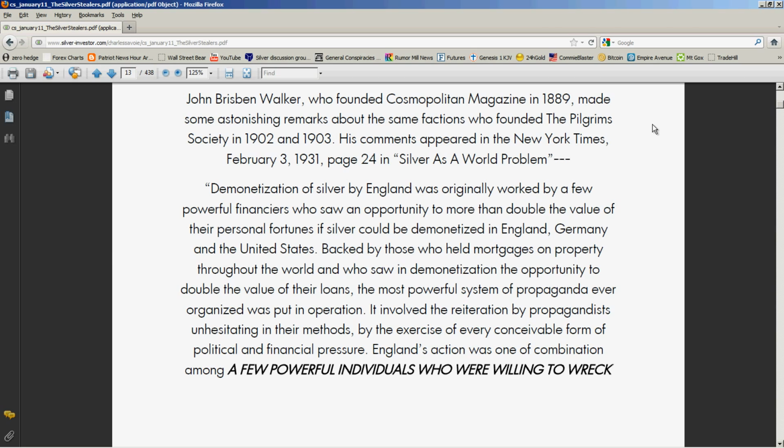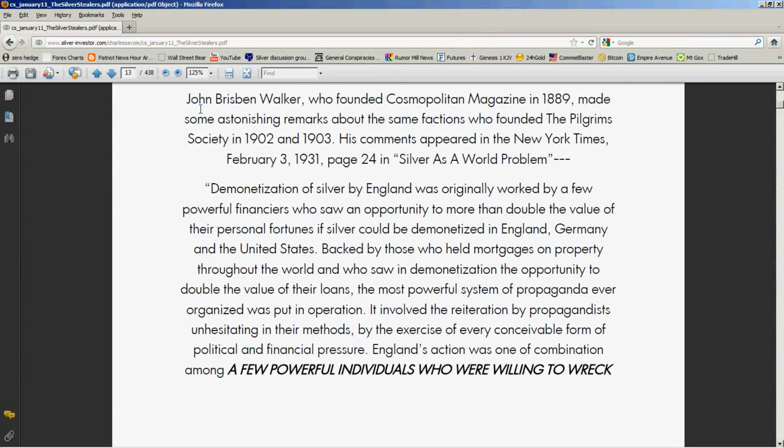Quote, demonetization of silver by England was originally worked by a few powerful financiers who saw an opportunity to more than double the value of their personal fortunes if silver could be demonetized in England, Germany, and the United States. Backed by those who held mortgages on property throughout the world and who saw in demonetization the opportunity to double the value of their loans, the most powerful system of propaganda ever organized was put into operation.